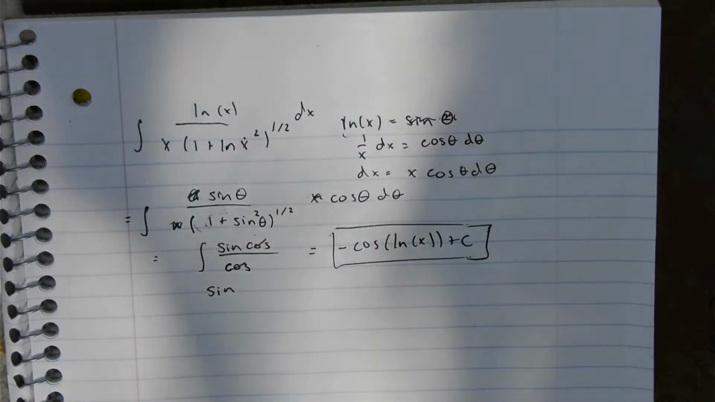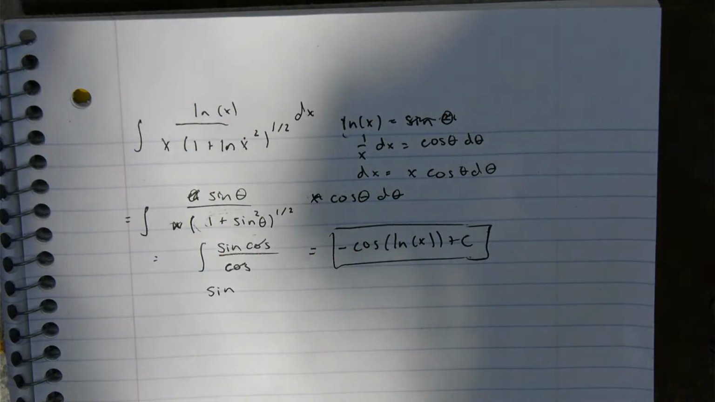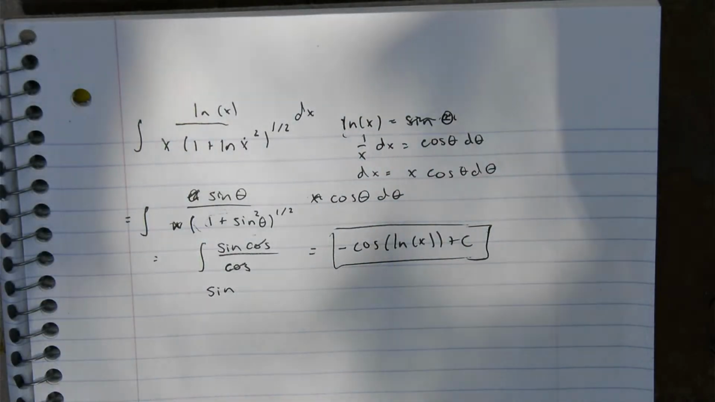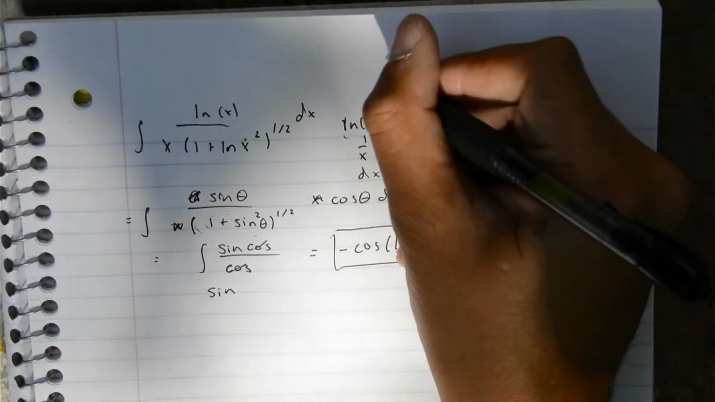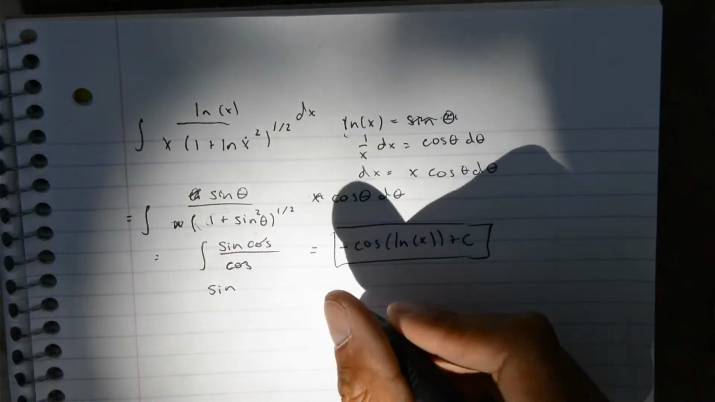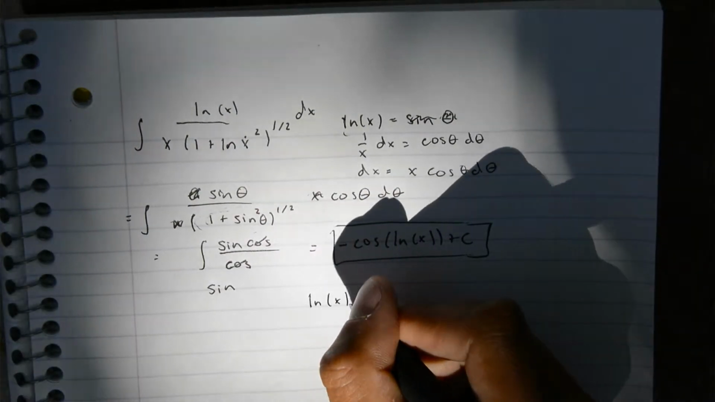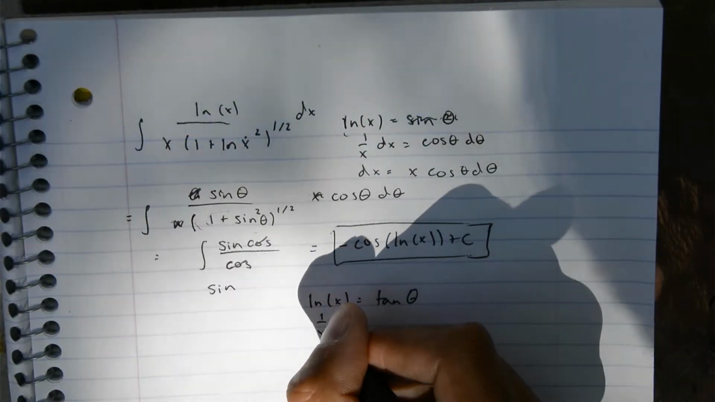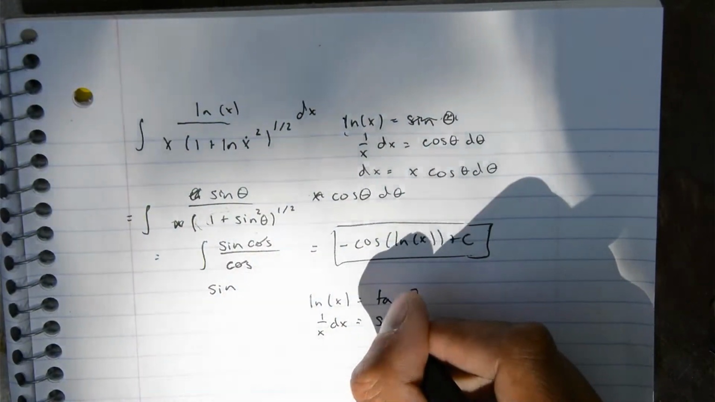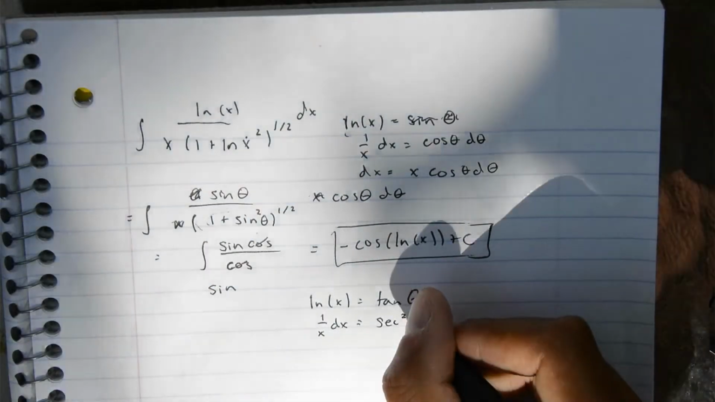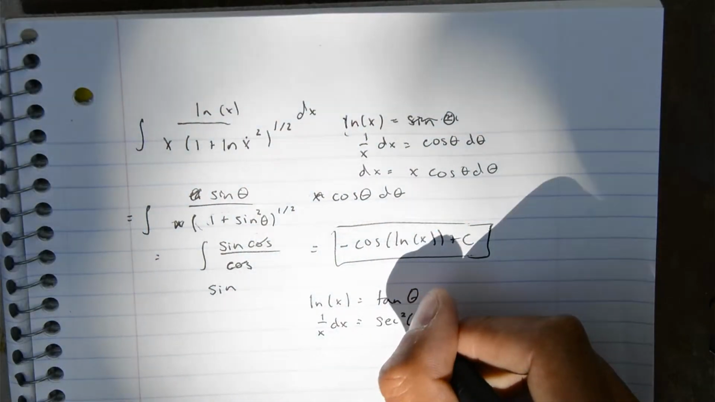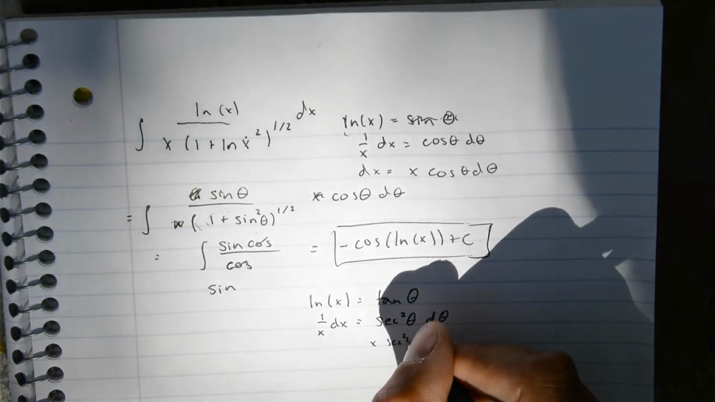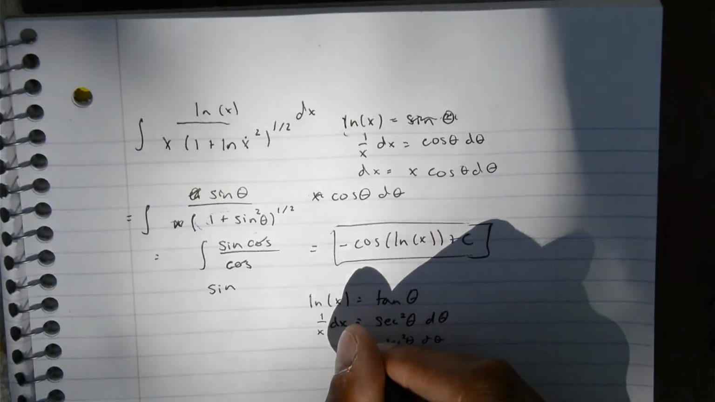Let's go to trig sub. Yeah, so if you try to make it tan, but then you would get... All right, I want to try it, just for the hell of it. ln x is equal to tan theta. So then we're going to get 1 over x dx is equal to secant squared theta d theta. So then we're going to get x secant squared theta d theta is equal to dx.